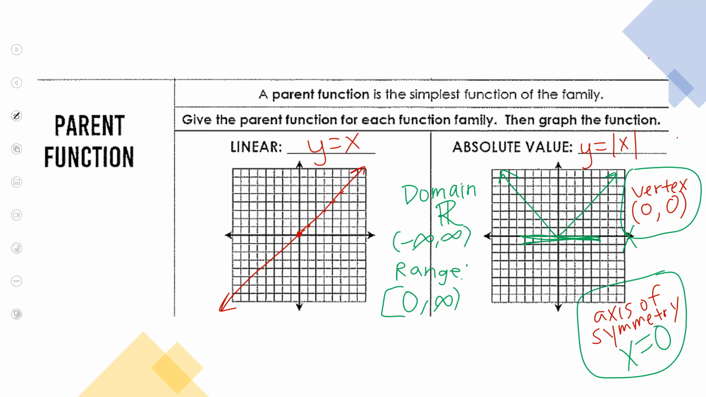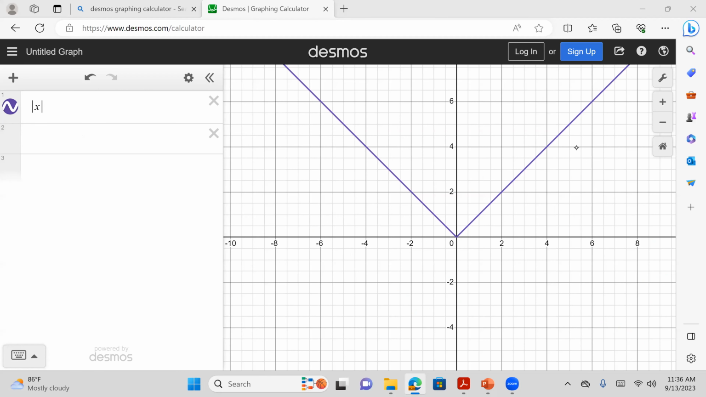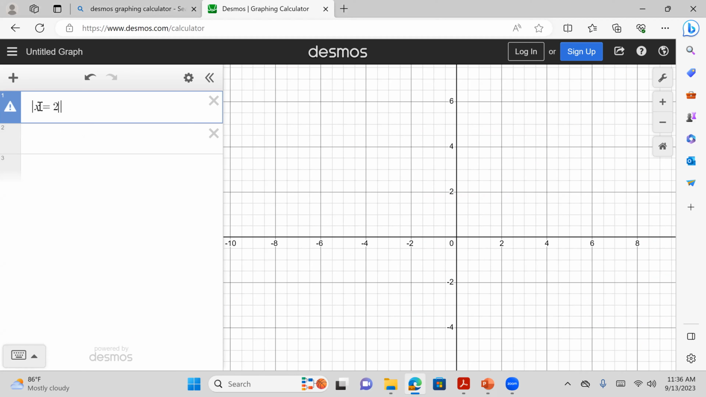Okay, so now that we talked all about the parent function, let's look at what happens when I transform it. So let me change the slide. Okay, so we're going to talk about transformations. I'm going to pause here real quick and I'm going to graph this for you. So guys, this is the parent function. Notice my equation is written over here, the absolute value of x. Notice what will happen if I put a +2 in there.